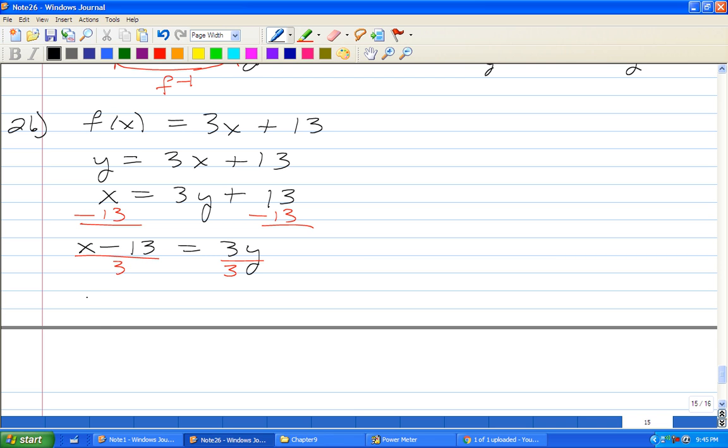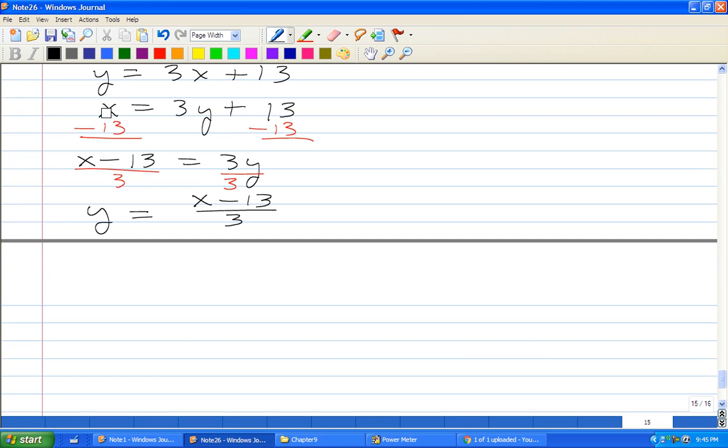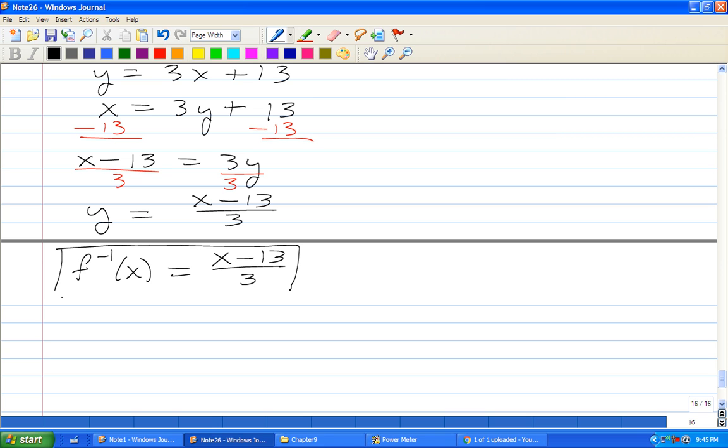And so I get that y is equal to x minus 13 over 3. So now, the last step would be, well, this y here is the inverse function. My original rule had a name of f, so the rule for the inverse function will be f superscript negative 1. So f inverse is just x minus 13 over 3. And that is the rule for the inverse function.